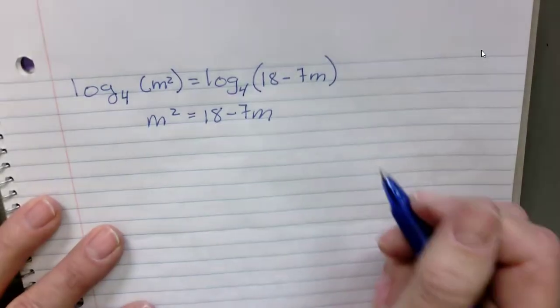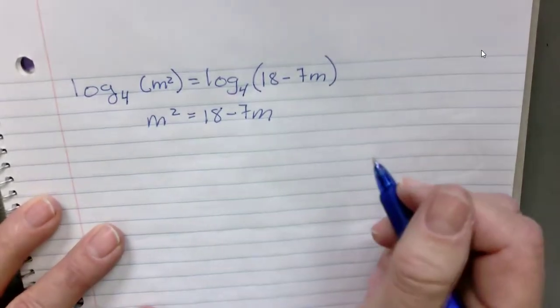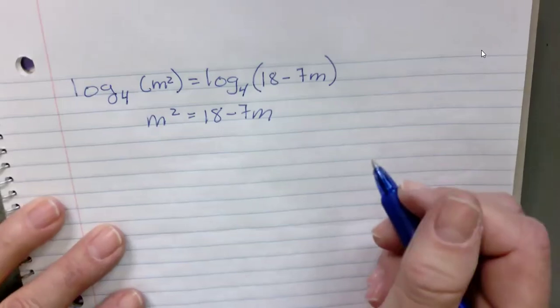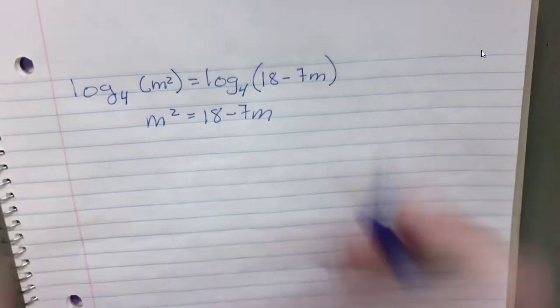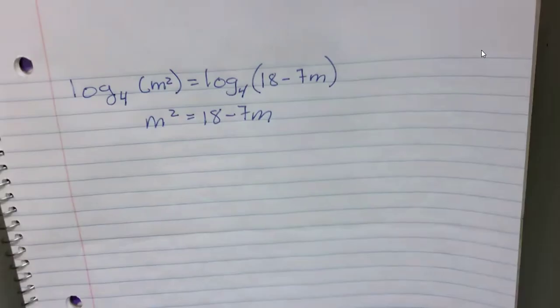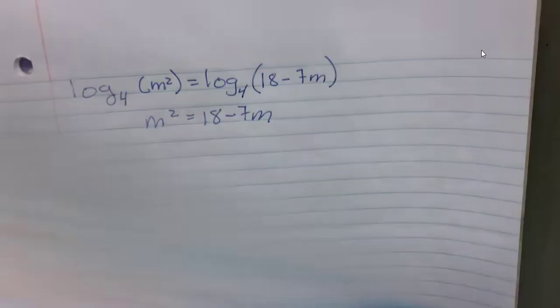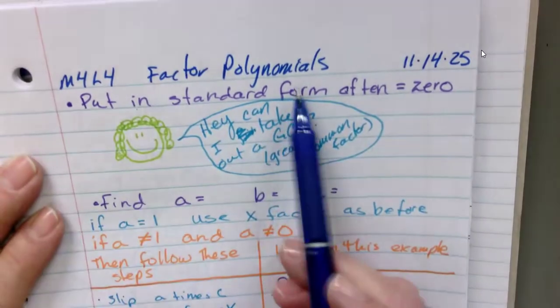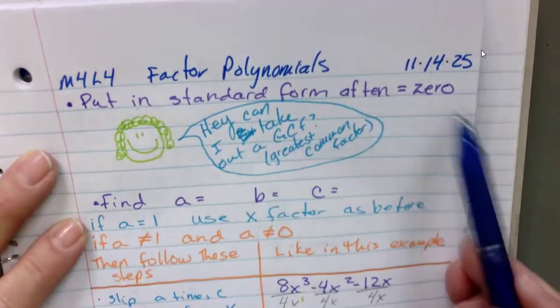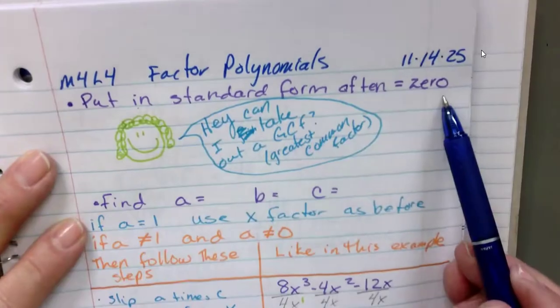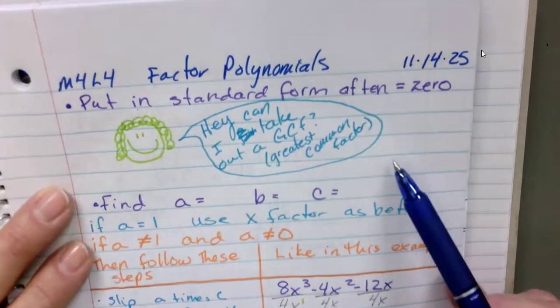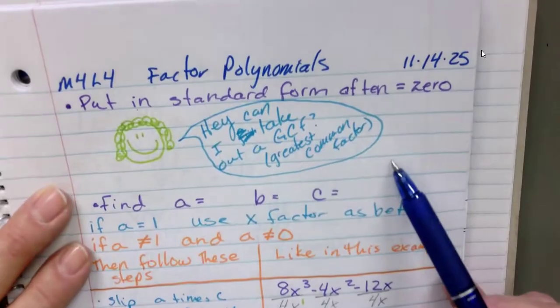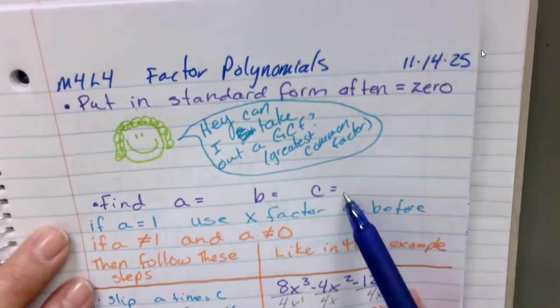This is, in fact, an Algebra 1 problem. However, it's been a while in my class, so we're going to review how to do these. So I have a quadratic, right? So it would actually be best to go back to our Module 4, Lesson 4, How to Factor Polynomials notes. So we're going to start by putting it in standard form, usually equal to 0. We're going to say, hey, can I take out a greatest common factor, right? Then we're going to find A, B, and C.